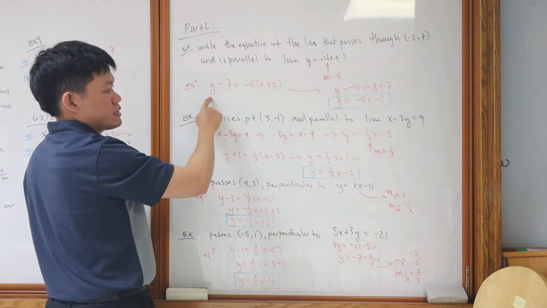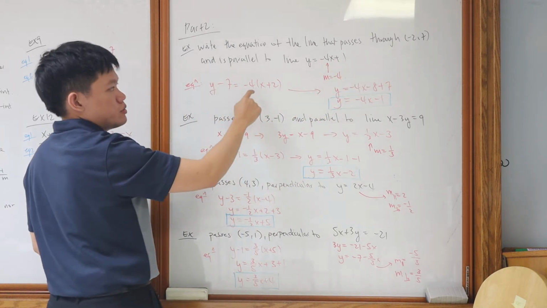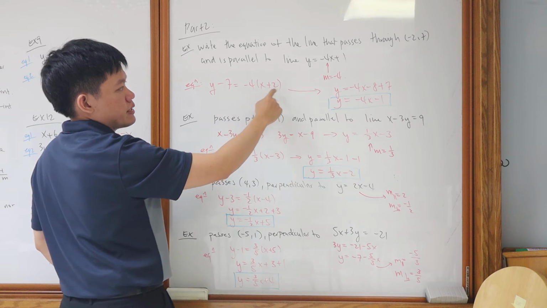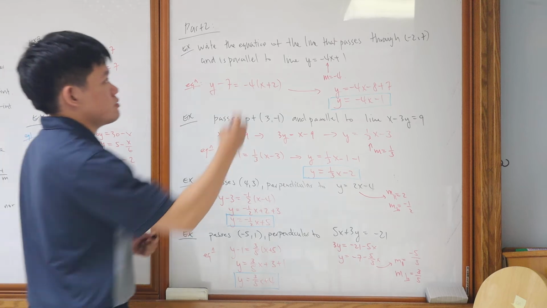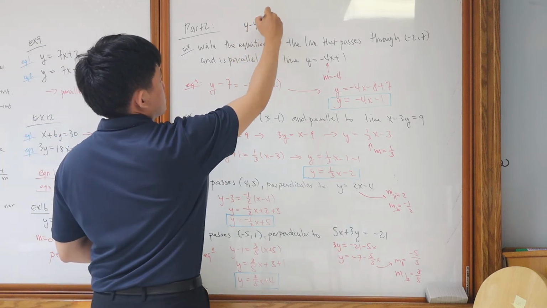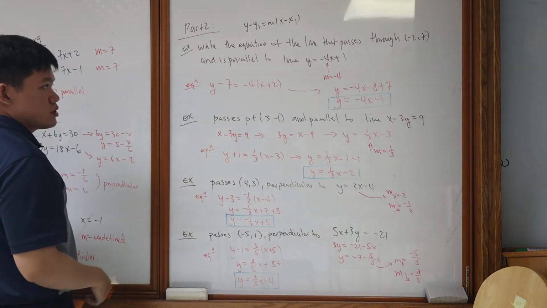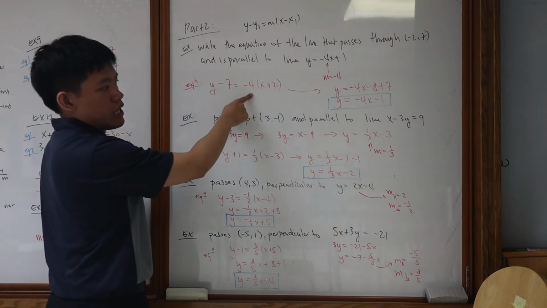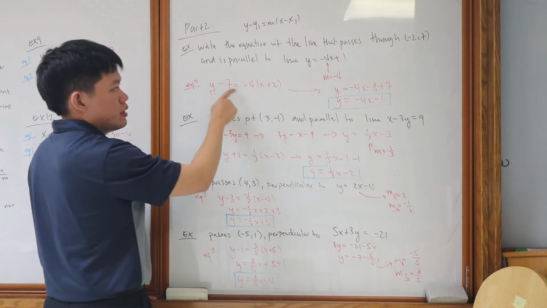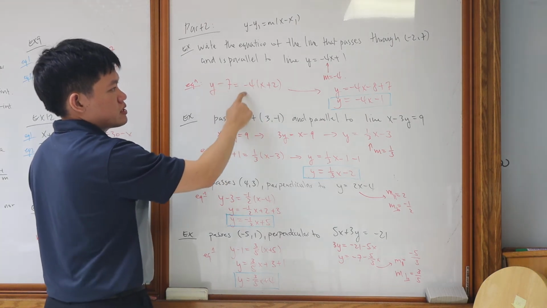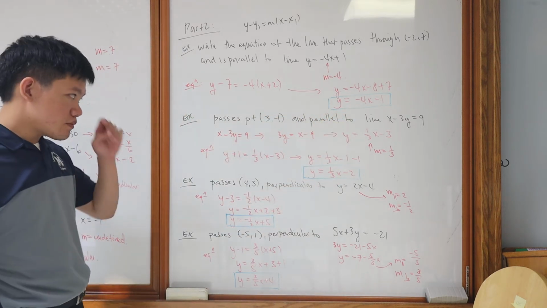And my slope. So y minus 7 is equal to negative 4 times x minus 2. Remember, my point slope equation is given by y minus y1 is equal to m times x minus x1. So that's the equation, but now we want to write it in slope-intercept form. That means rearranging. Distribute the negative 4 and add 7 over, and you end up with y is equal to negative 4x minus 1.